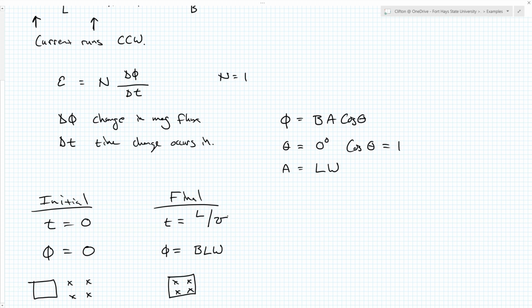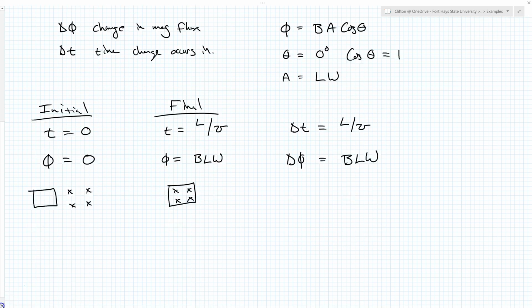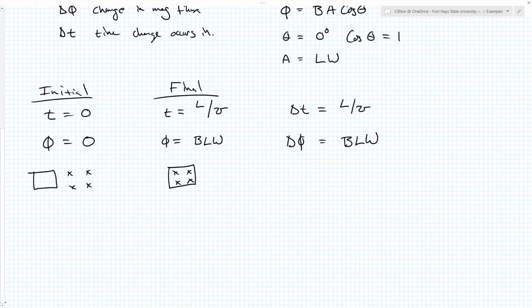Now if we look at our deltas, delta t is going to be t final minus t initial, so that'll be L over v. Same thing with the magnetic flux: it'll be the flux final minus the flux initial, which is just B, L, W. Then I use Faraday's law, again not using the negative sign, because I want the magnitude of the current, which is always a positive number. The number of loops is 1 here, so that's going to be the change in flux over the change in time, which is BLW over LV. So the L is going to cancel, and there's the induced EMF.